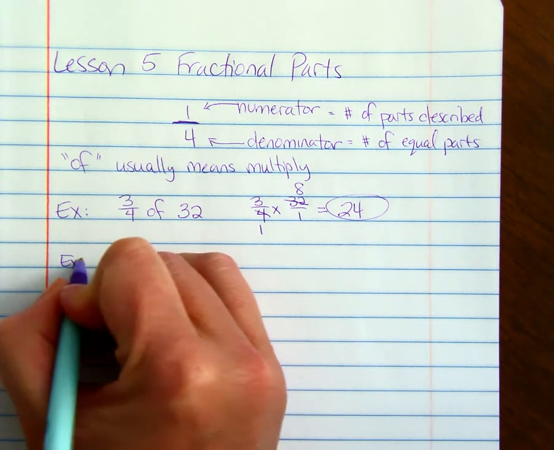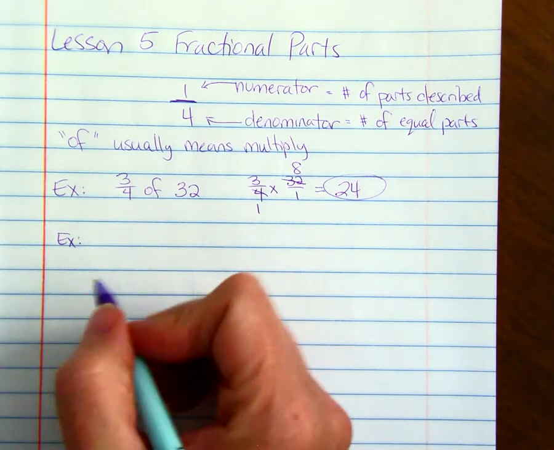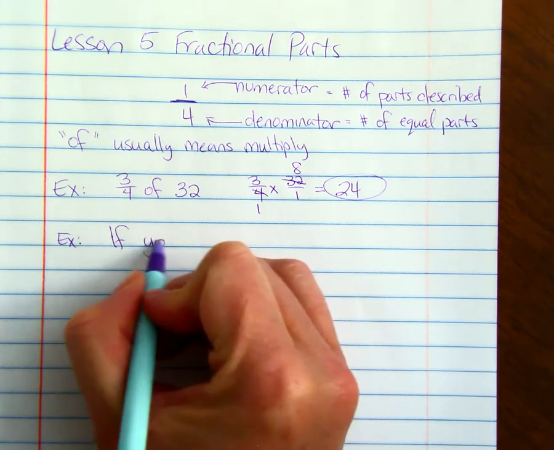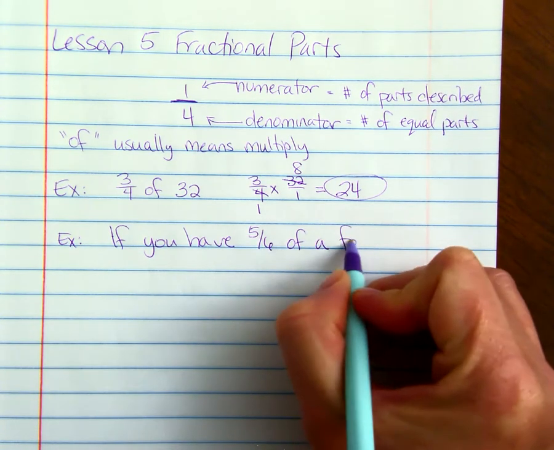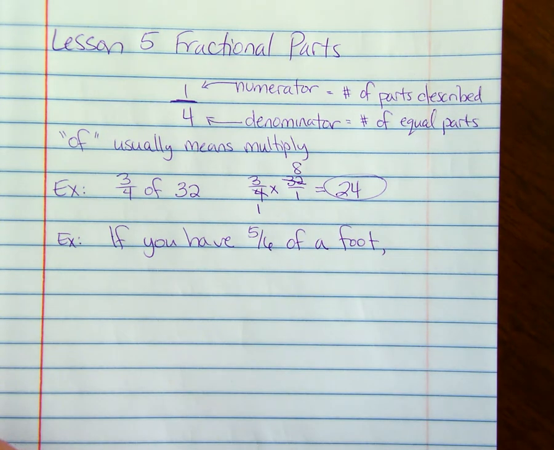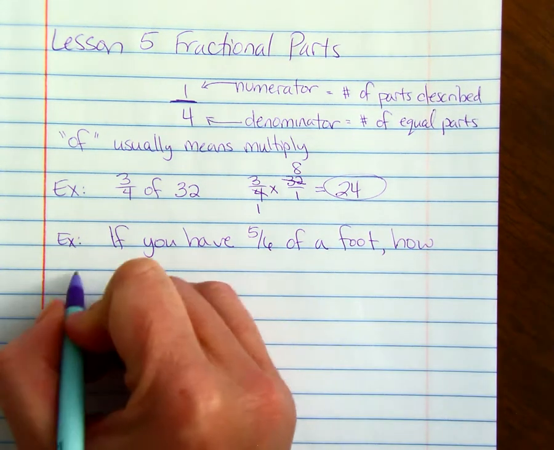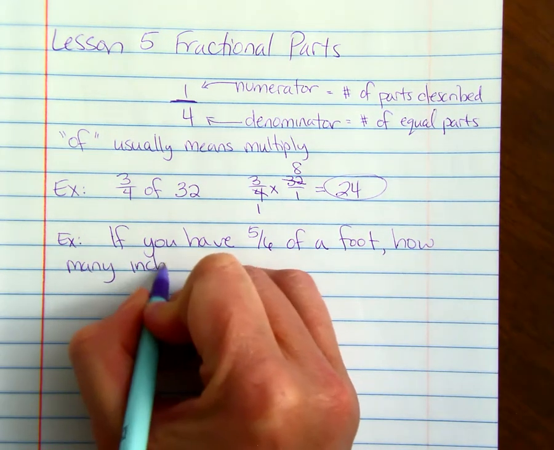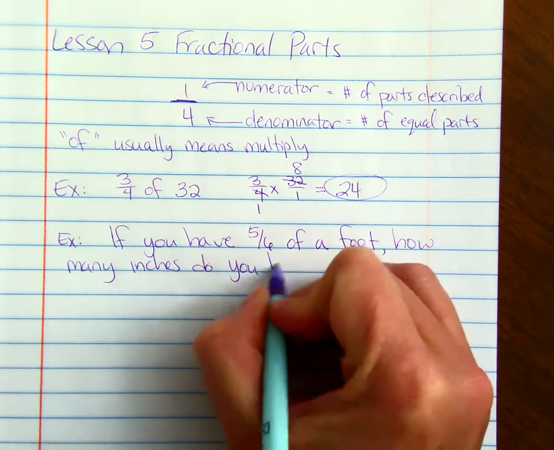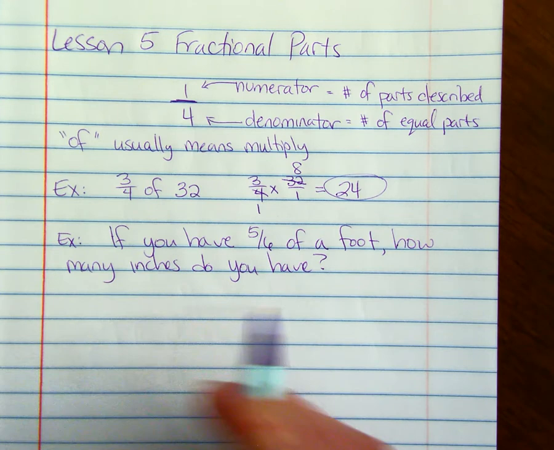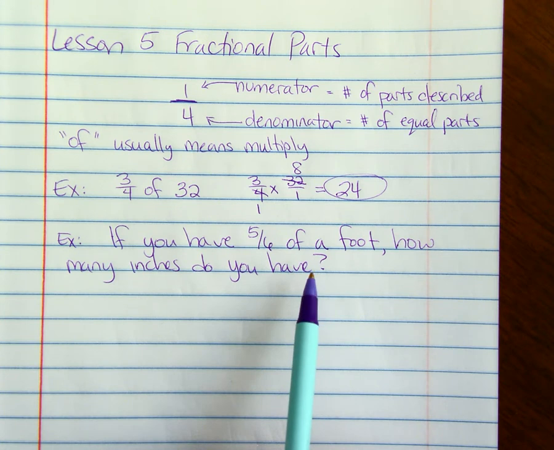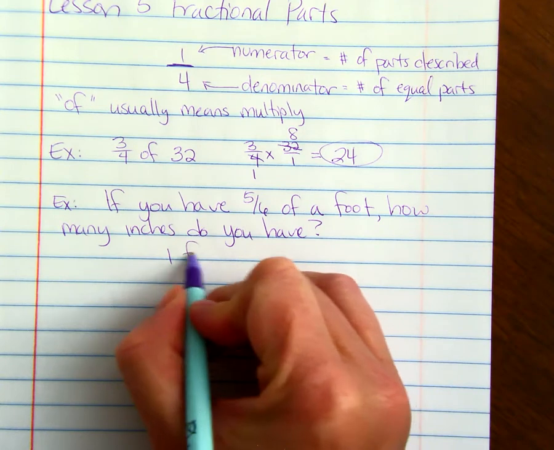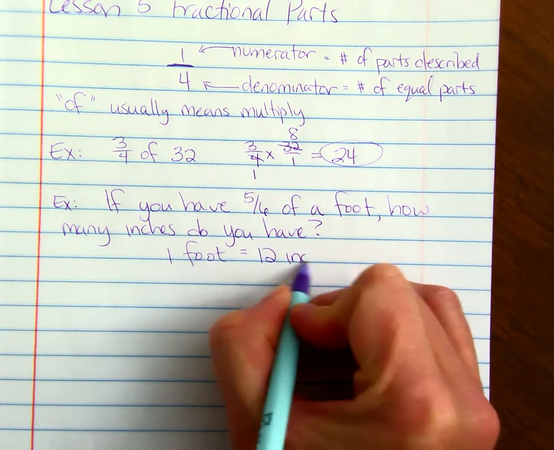Here's another example. If you have 5/6 of a foot, how many inches do you have? So we're doing 5/6 of, which means times, a foot. And we want to write our foot in terms of inches so that we can figure out how many inches we have. So 1 foot equals 12 inches.